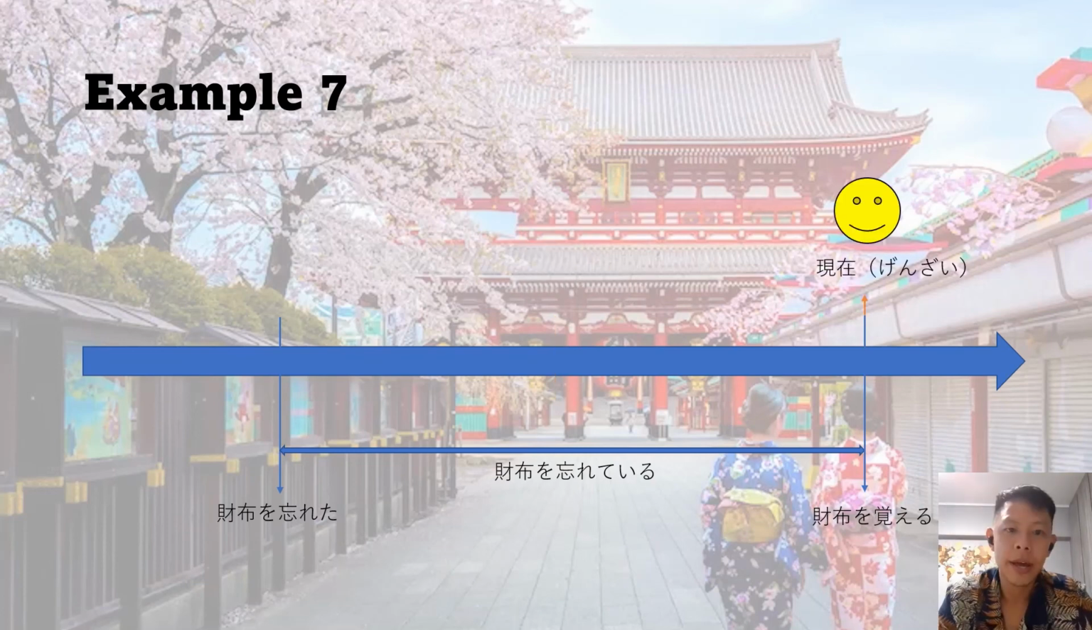So when he actually remembers his wallet, there should be a change of state somewhere. Instead of saying "saifu o oboeru," it becomes "saifu o oboeta," because there is a change of state. So the verb that is used to express this change of state would be in the past tense. The state that he forgot his wallet would be in the past. So you would use the progressive past tense, "saifu o wasurete ita."